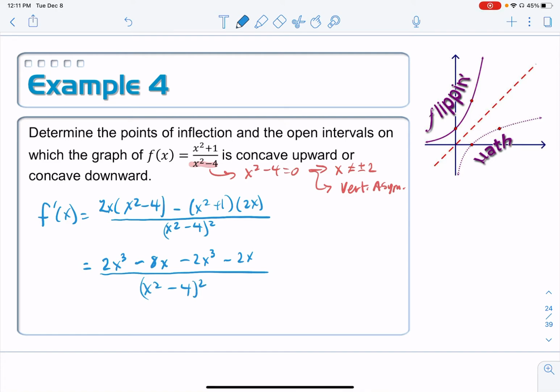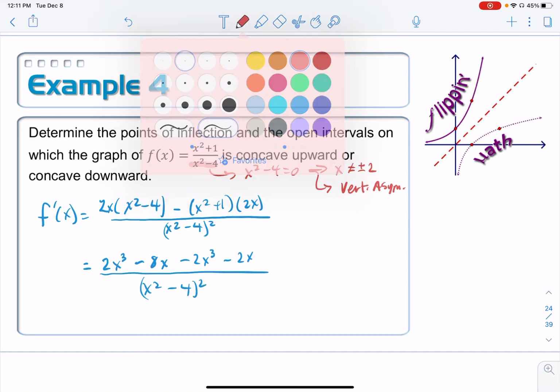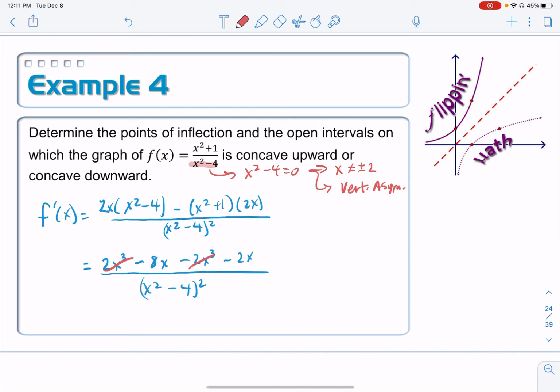Hey, this is really convenient. Let's get out my cancellation crayon and cancel these things out. Okay, I know it's been a minute since I've taken out my cancellation crayon, hasn't it? All right, so we have a total of negative 10x over x squared minus 4 quantity squared.